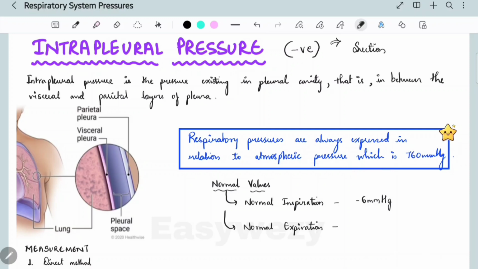When we compare our respiratory pressure to this 760 mm of Hg, if it is less than that, it is called negative. If it is more than that, it is called positive. Negative does not mean -1. It means it is less than our atmospheric pressure.